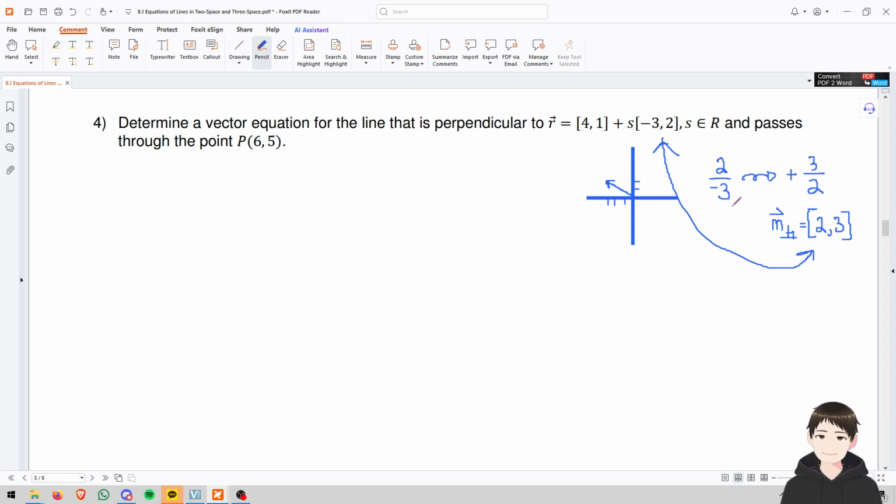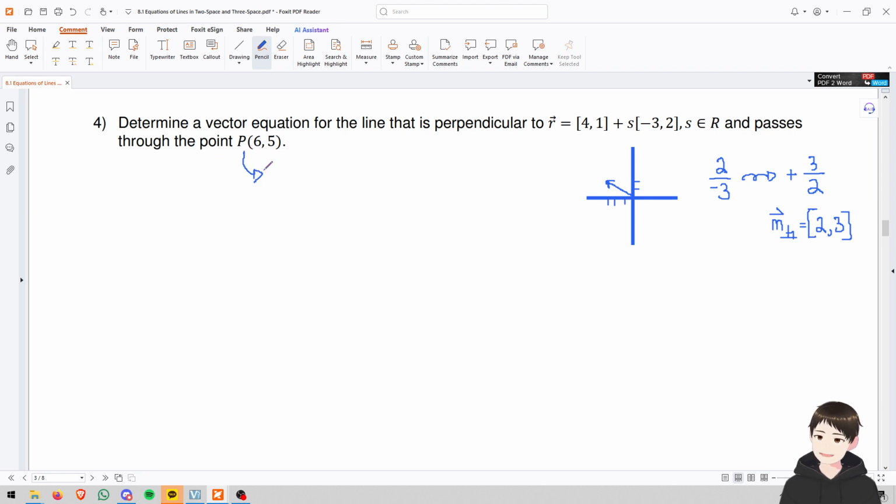I hope that makes sense, that it's not too confusing and it's very logical, it just makes a lot of sense. If not, come talk to me. So my direction vector for my new equation is (2, 3), and it passes through this point.